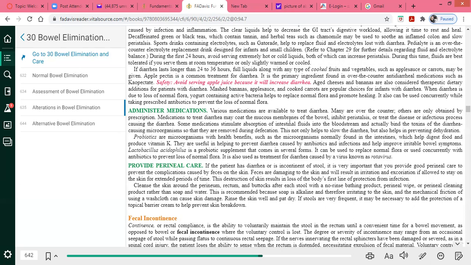You need to provide perineal care as necessary. Your incontinent patients who urinated or pooped on themselves, you want to provide perineal care.